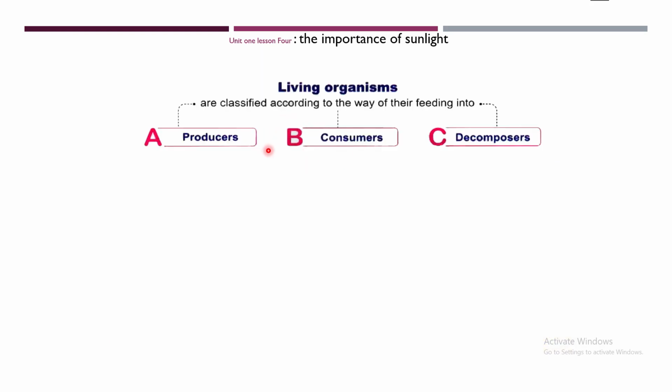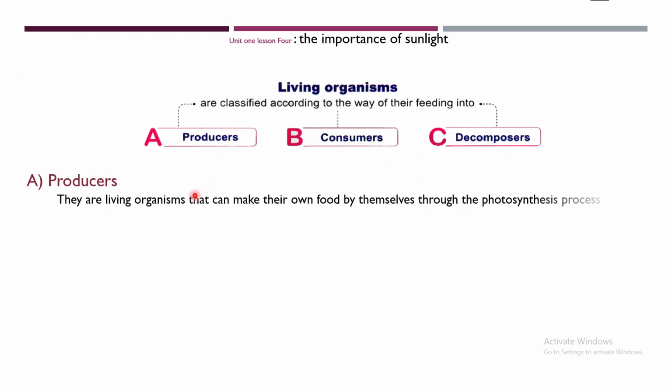Now discussing the types of the living organisms, we have the producers, the consumers, and the decomposers. Starting with the producers. The producers are the living organisms that can make their own food by themselves, and of course through the photosynthesis process as we discussed seconds before.